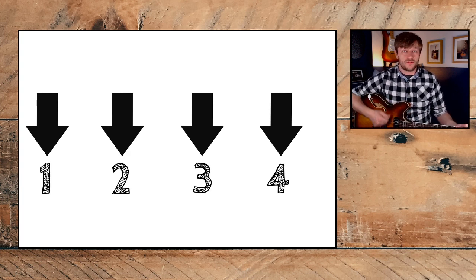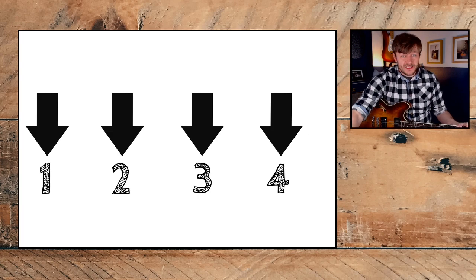I'm not speeding up, I'm not slowing down, it's even and my hand is moving constantly in an up down fashion. And that's basically that. So that's your basic downbeat pattern.